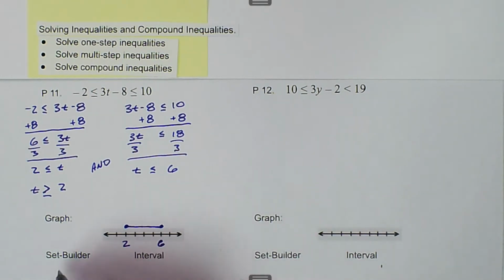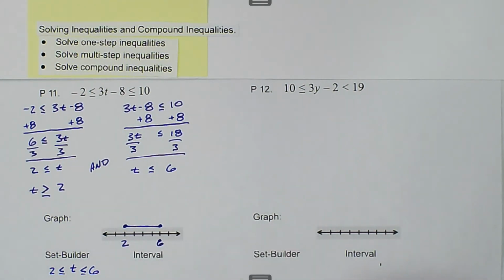So set builder notation, we start at 2. 2 is included. t is the variable. And then 6 is also included. Interval notation would be, we start at 2 and we go to 6. I think I said open dots, but these are closed dots, so that means they're equal to. Because we have closed dots, that means both are included.